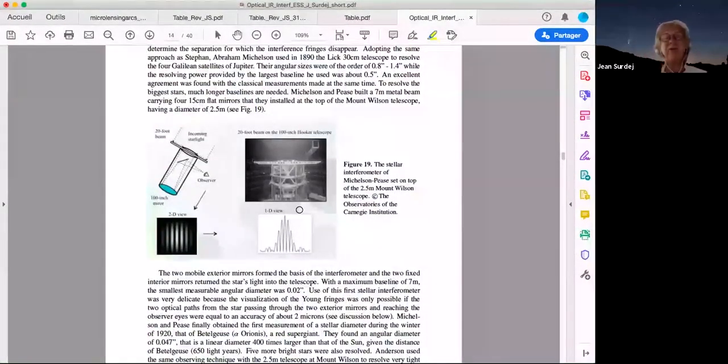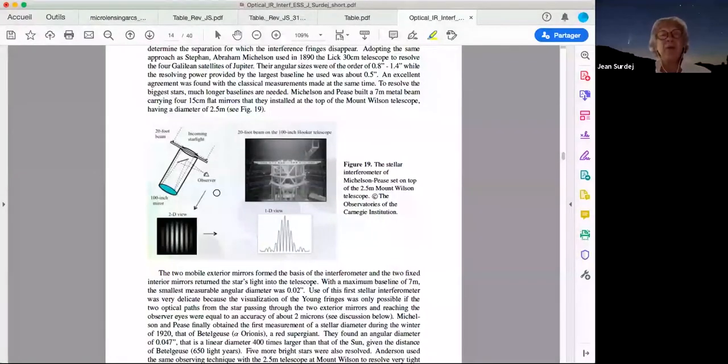Now, in the lecture notes we show that Michelson and Pease, well, first Michelson, was clever enough to use a 20 or 30 centimeter telescope in trying the Fizeau experiment on the satellites of Jupiter, and with a baseline of about 25 centimeters, it could resolve the size of the satellite, which was a nice demonstration that the principle works.